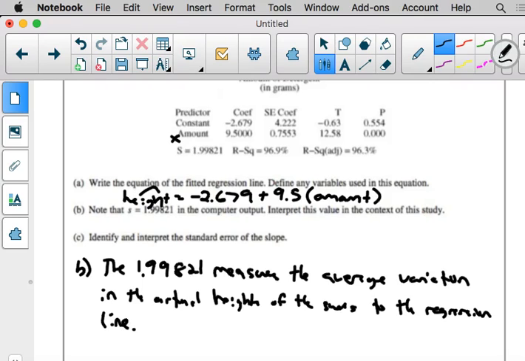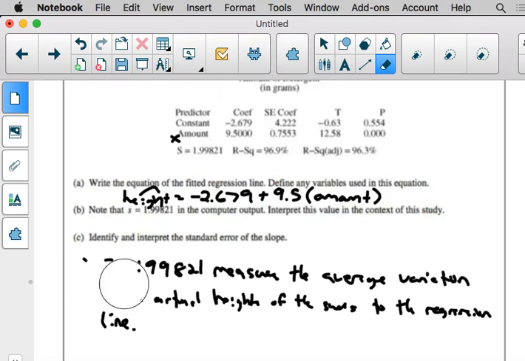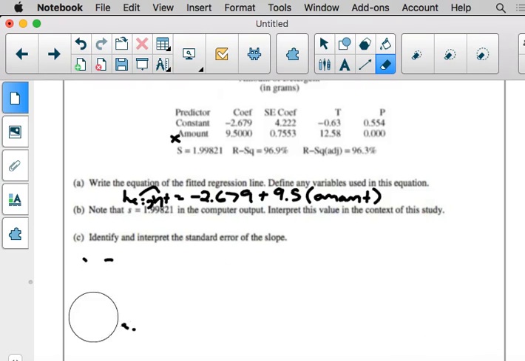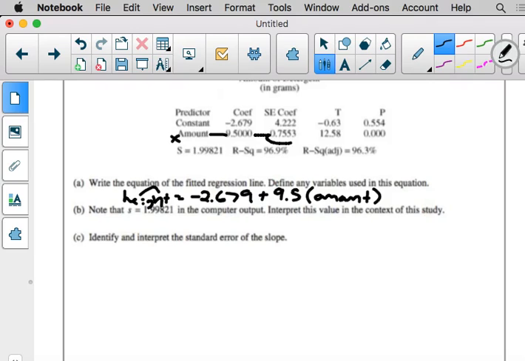Now, identify and interpret the standard error of the slope. Okay, so standard error of the slope. Now I'm going to have to erase this. I apologize. Standard error of the slope. Well, we know here's the slope, so here's the standard error of the slope. So hopefully you know by now that it's the 0.7553, just in a line from the slope itself.